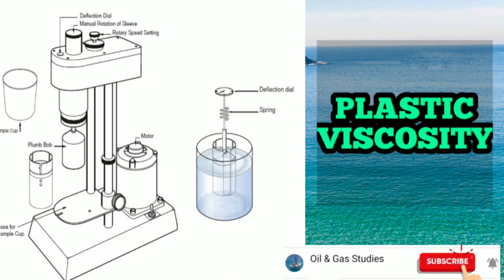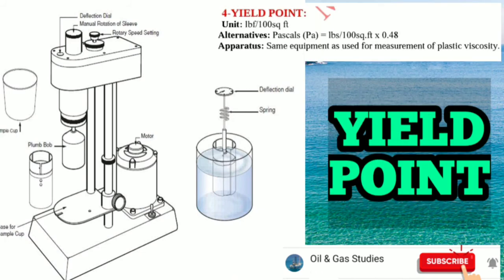If temperature is a factor, then the mud sample should be tested at 120 Fahrenheit, with the mud in a heating cup. Fourth is yield point. Unit: pound per 100 square foot. Alternatives: Pascals equals pounds per 100 square foot multiplied by 0.48. Apparatus: the same equipment is used for measurement of plastic viscosity.